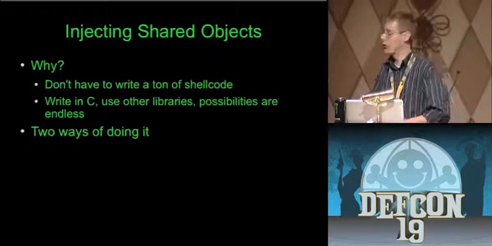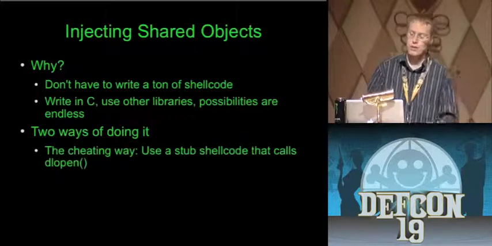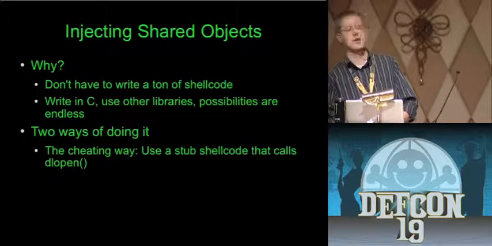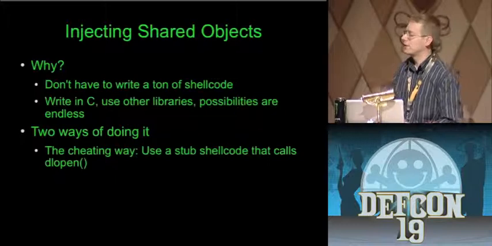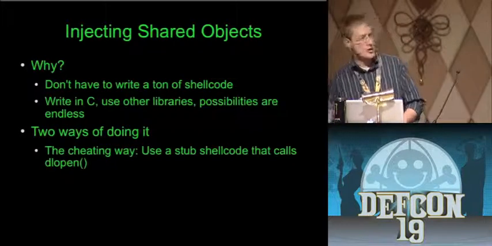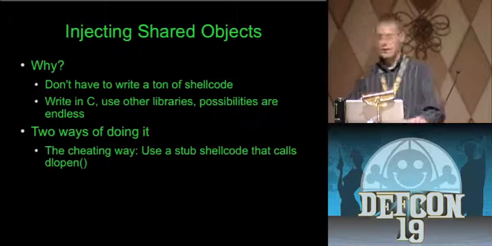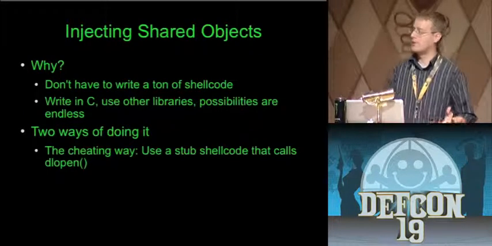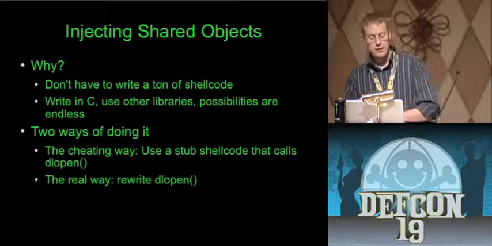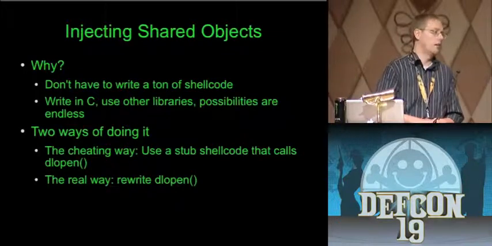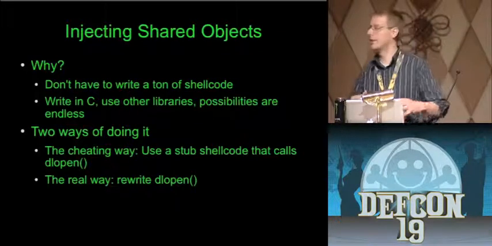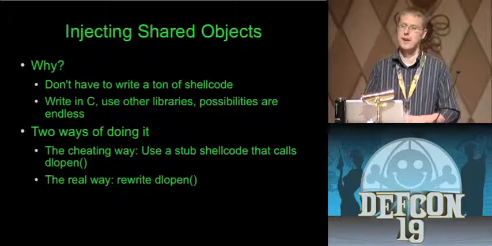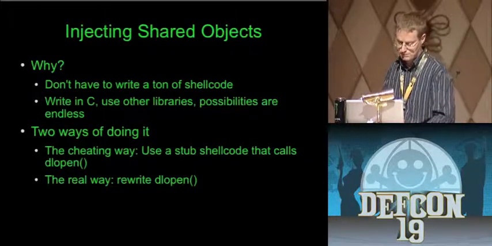So there are two ways of doing it. And there's the cheating way. You use a stub shellcode that calls dlopen. And that's what every single project does out there. Inject SO does that. JuGod does that. And right now, Libhijack does that as well. And there's also the real way, which is rewrite dlopen in the parent process, in Libhijack or your debugger.